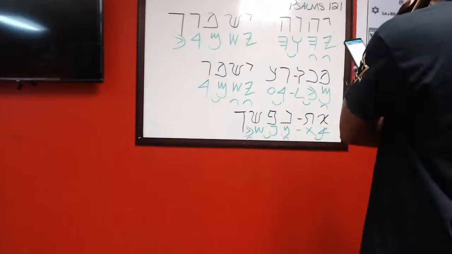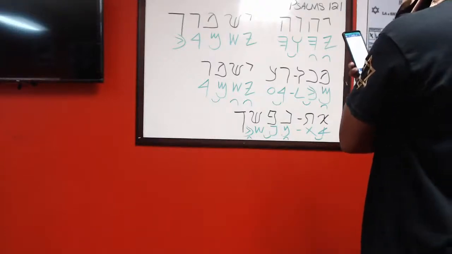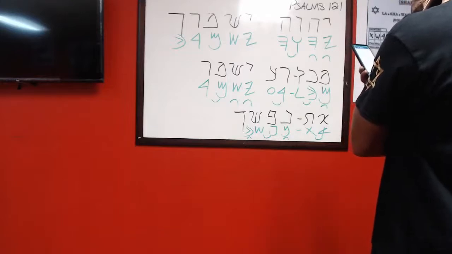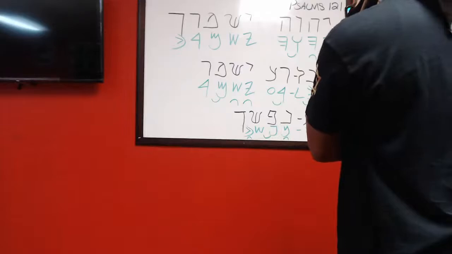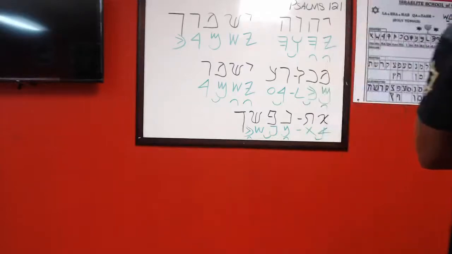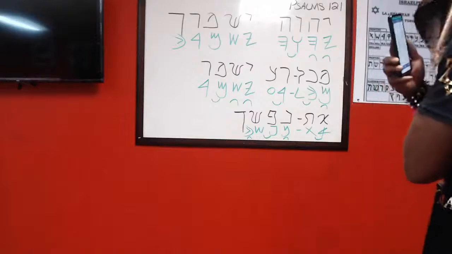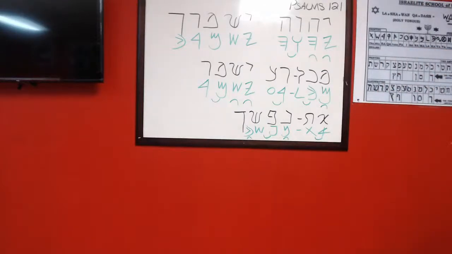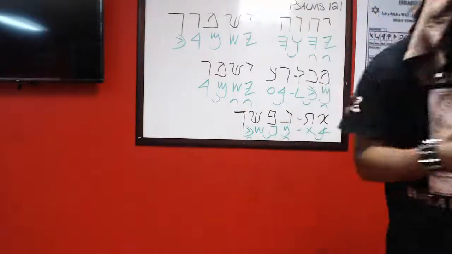This is Psalm 121, verse 7 in the English. The Lord shall preserve thee from all evil. He shall preserve thy soul. The Lord shall preserve thee from all evil. He shall preserve thy soul. All right. Now let's get this in the Hebrew. Real quick. Go ahead.